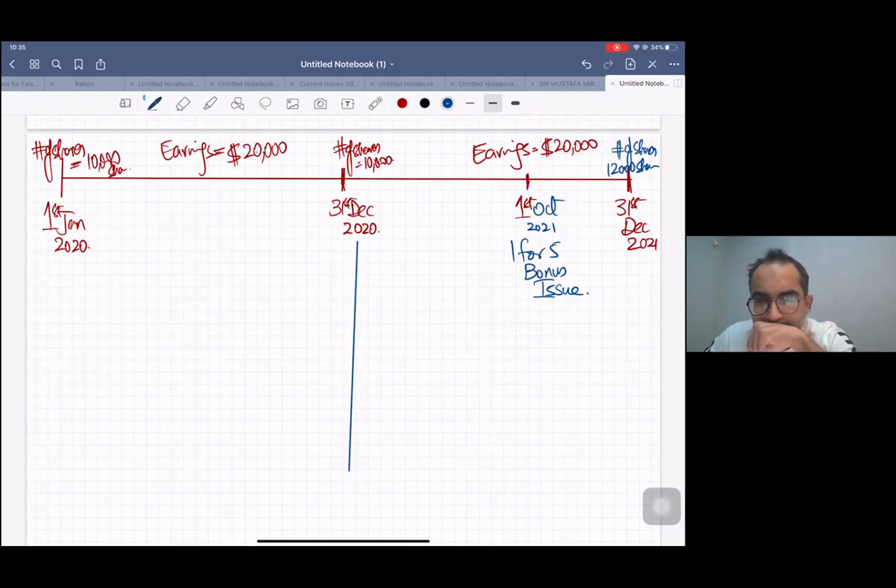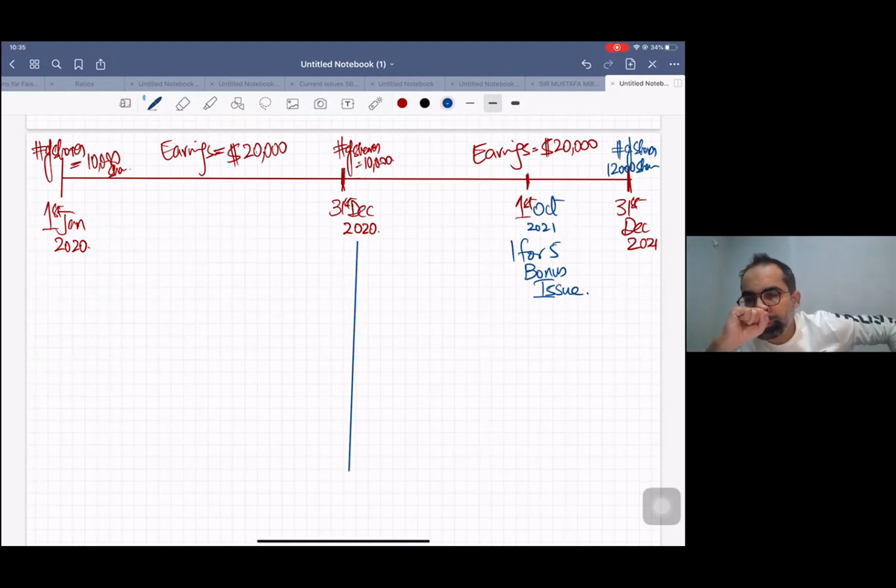The first thing is, for a common shareholder, an investor, EPS is everything. It is the most important thing. If a common shareholder sees EPS going up, he becomes happy. And when he sees EPS going down, he starts selling the shares, dumping the shares. So for the common shareholder, EPS is everything. Number one.